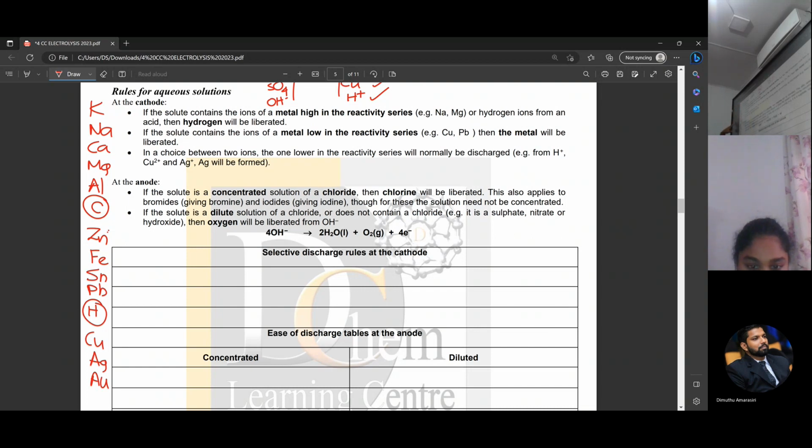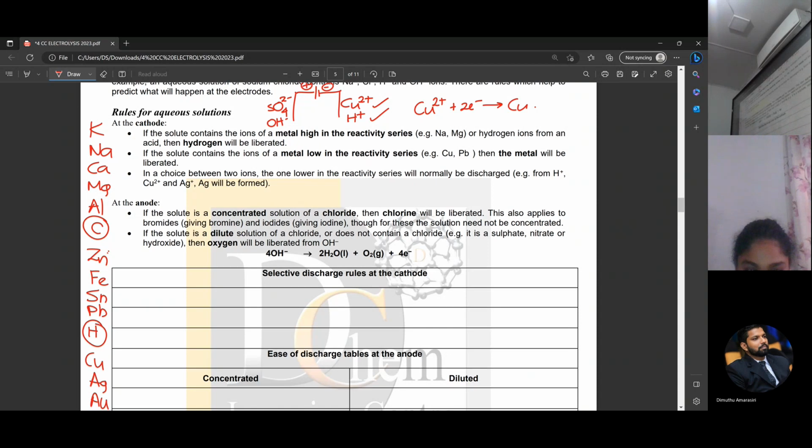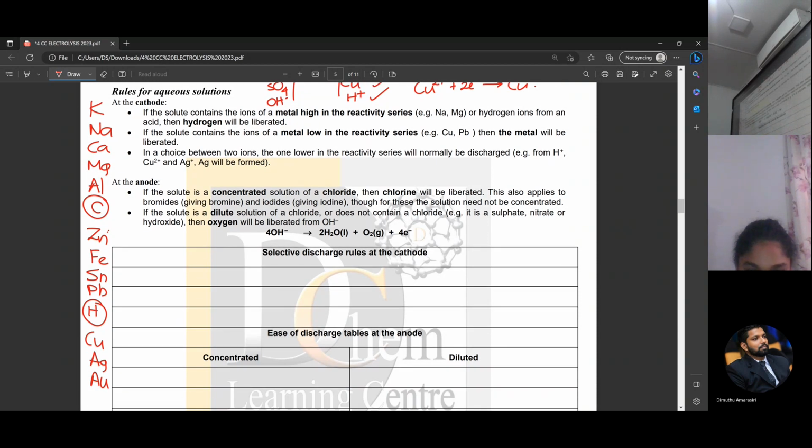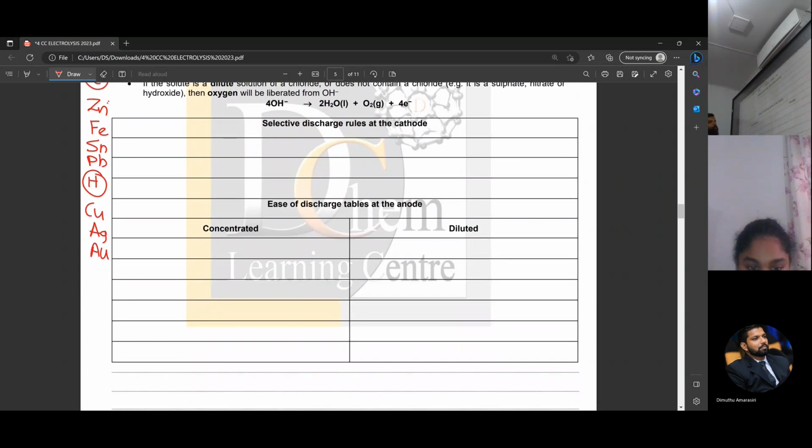According to the rule, copper is less reactive. Therefore, the copper ion is the one going to get reduced. The cathode decision is easy. The anode decision is the harder one. The anode has two lists, the ease of discharge lists, which you have to know by heart.